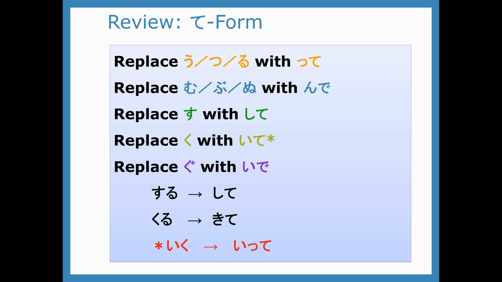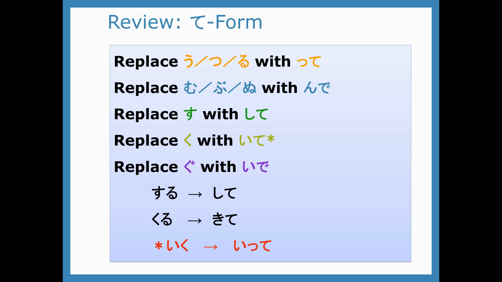Making the te form is really easy for ru verbs. All we have to do is get rid of the ru at the end and replace it with te. So taberu, for example, just becomes tabete. Irregular verbs are the ones that we have to watch. That's why they're called irregular. In Japanese, the irregular verbs are suru and kuru, and their te forms are shite and kite. So those are the easy ones.